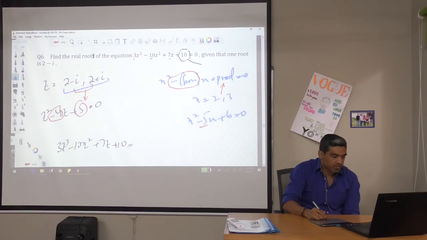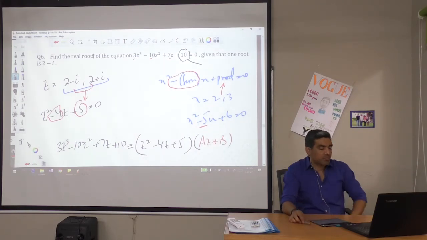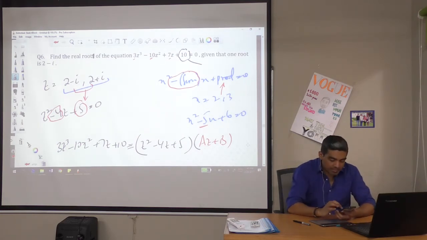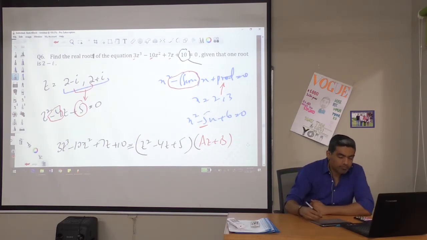Now this has to be equal to z squared minus 4z plus 5 times the other quadratic factor, which I don't know, but it has to be of the general form az plus b. Now you can just compare coefficients and get the answer. The value of z is minus 2 over 3.